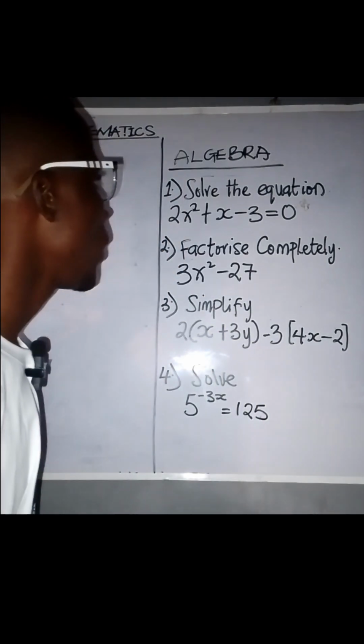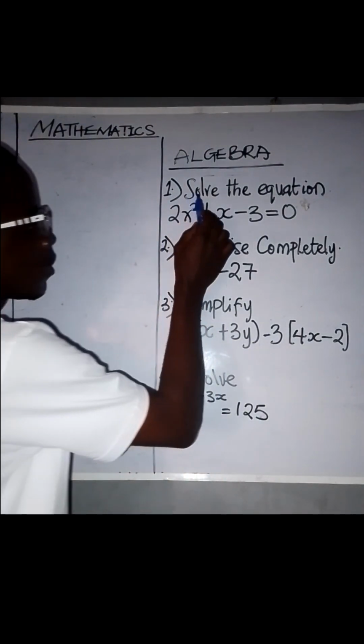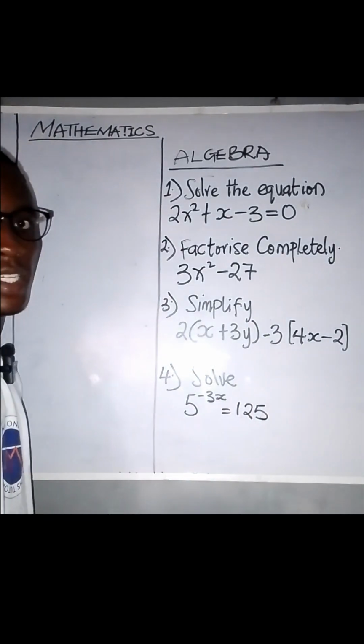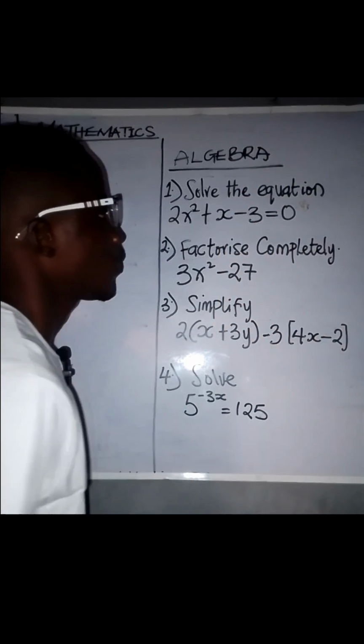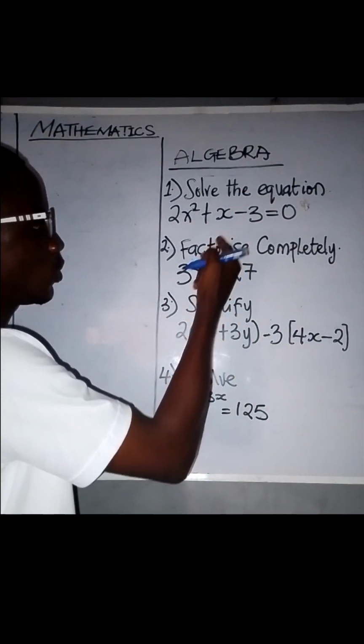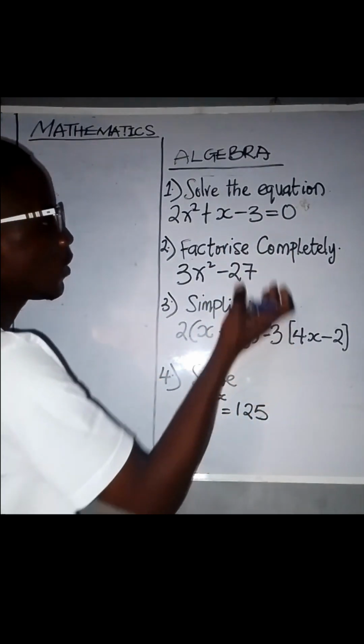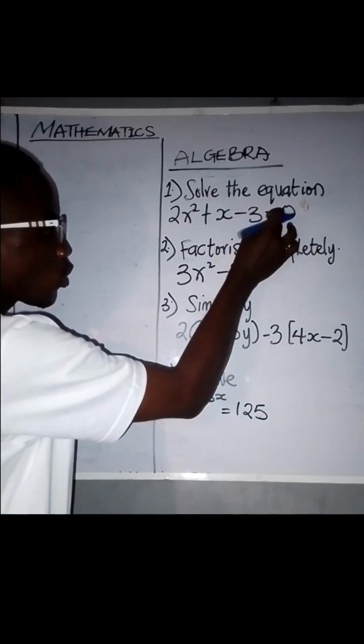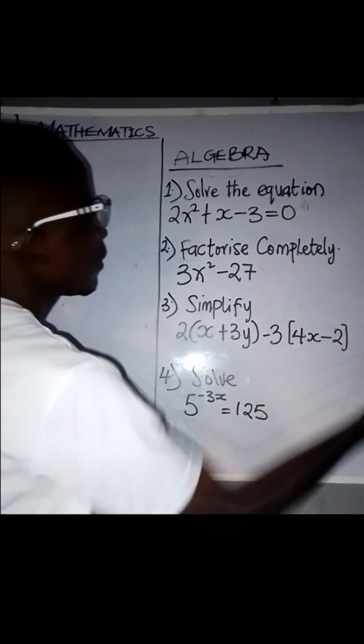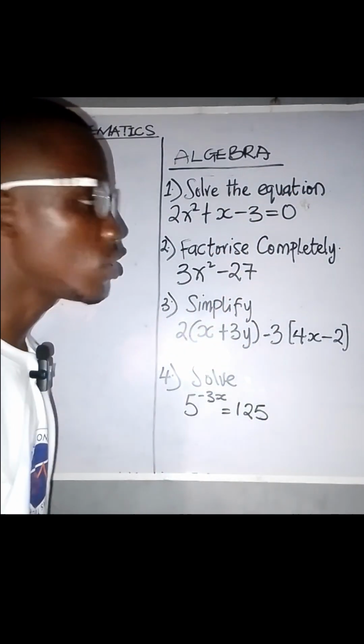The first one, they said, solve the equation. This is an equation. Why is it an equation? Because of the equal to sign, as indicated in my previous video. It has a left hand side and a right hand side. So let's go straight to the solving.